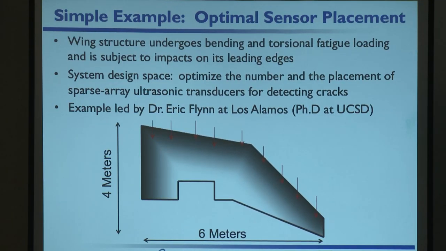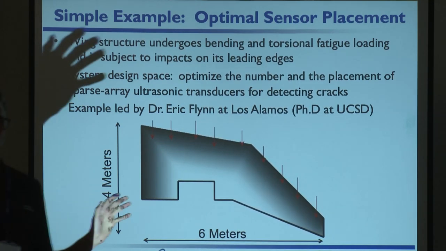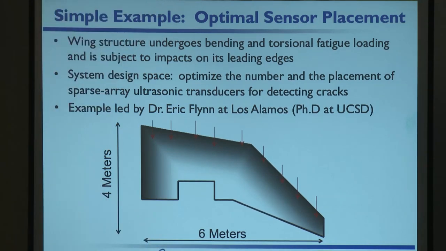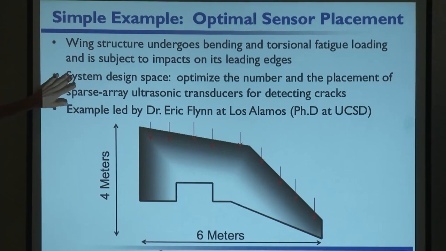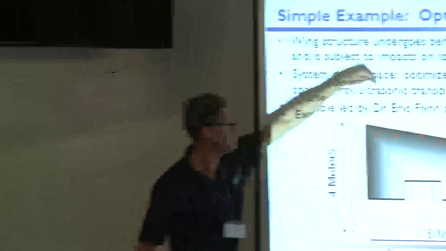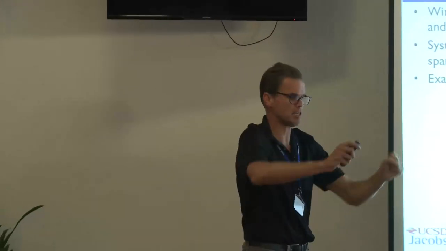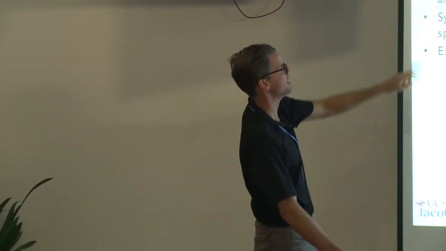So let me do an example. Very simple one. First, I'll do a computational example, then I'll do a real one. One of my PhD students and I worked on this a few years ago. So a simple example of design using this philosophy: optimal sensor placement. I'm going to constrain the problem so that we assume a wing structure undergoes bending and torsional loading, and it's subject to impact on the leading edge. So it might hit debris, plus it has the usual bending and torsion fatigue.